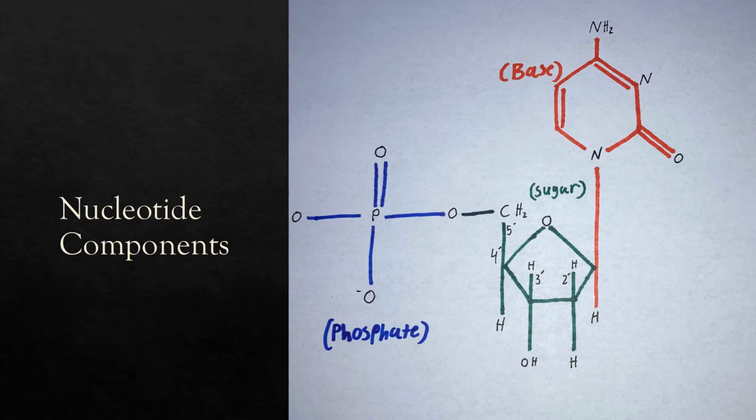The phosphate attaches to the sugar at the 5' carbon. This attachment between the phosphate group and the sugar is known as the phosphate backbone, and it is connected by phosphodiester bonds. This connection between the ribose carbons gives DNA its negative charges.